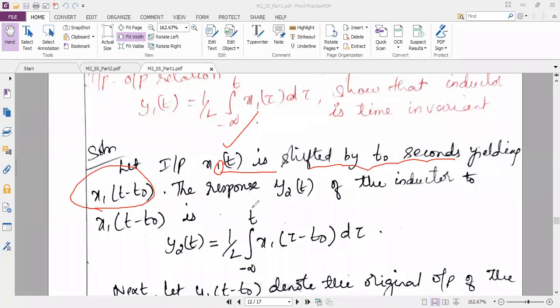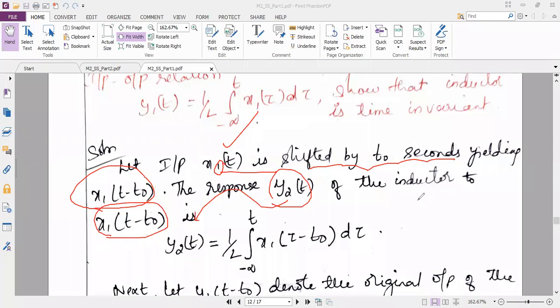So I take the variable y2 of t, which is the output, to this new input. Which is the new input? The shifted version of the input x1 of t. Shifted version means it is x1 of t minus t naught. So this sentence is very, very important.